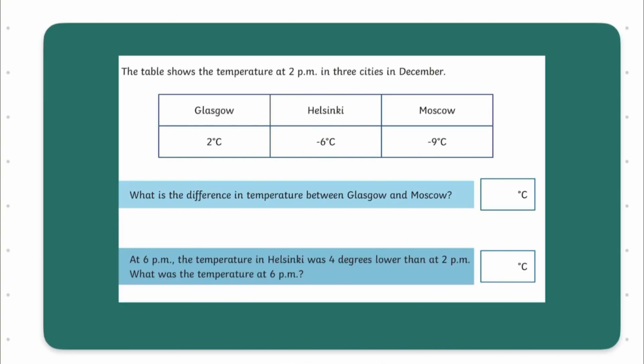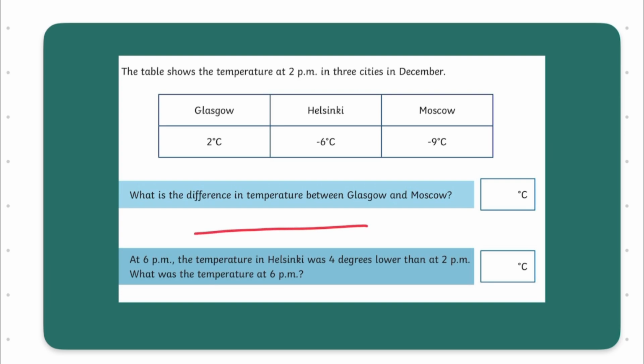Next question. The table shows temperature at 2 p.m. in 3 cities in December. Glasgow, Scotland, 2 degrees, Helsinki in Finland, -6 degrees, Moscow in Russia, -9 degrees. What is the difference in temperatures between Glasgow and Moscow?